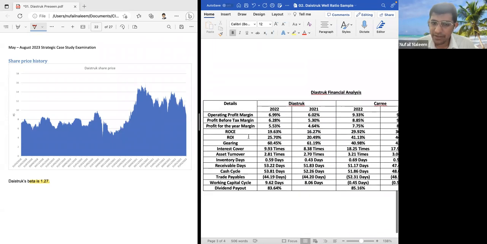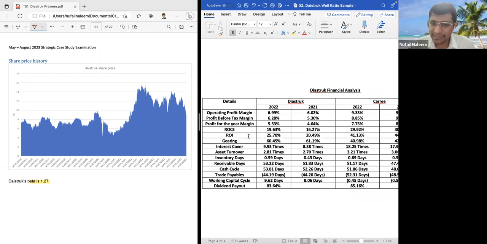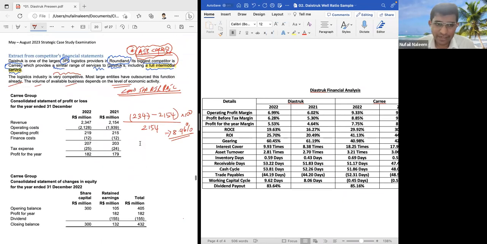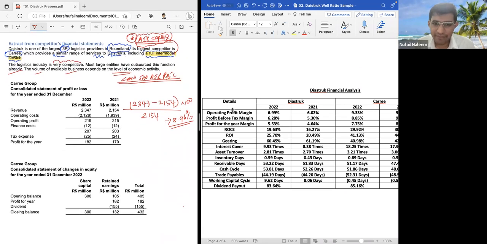Now, students, coming to the financial analysis, that is the ratio analysis I have done. Here I have used the operating profit margin, that is the operating profit divided by the revenue. So I'll write down here operating profit divided by the revenue into 100. This is the formula which I used.